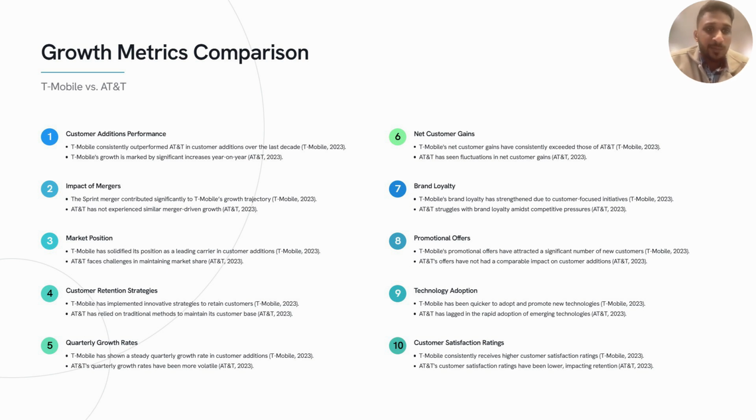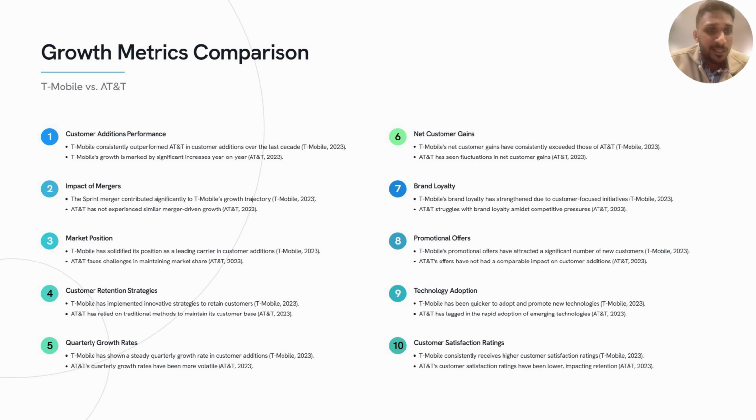And thirdly, we have market position. T-Mobile has solidified its position as a leading carrier in customer additions. AT&T faces challenges in maintaining market share. Fourthly, customer retention strategies. T-Mobile has implemented innovative strategies to retain customers, and it's the opposite for AT&T, where they have not relied on any methods to maintain its customer base.